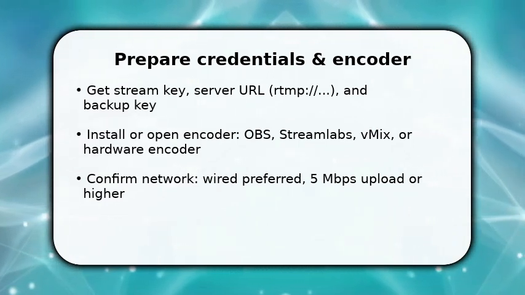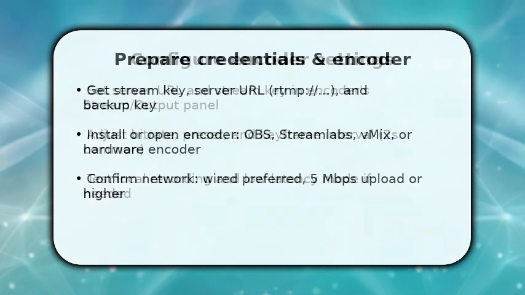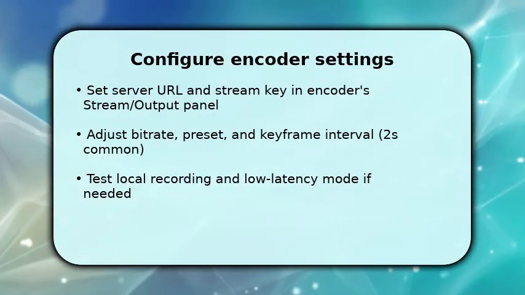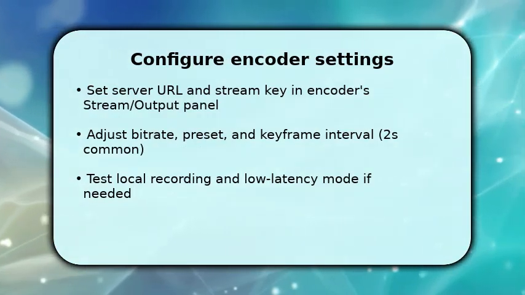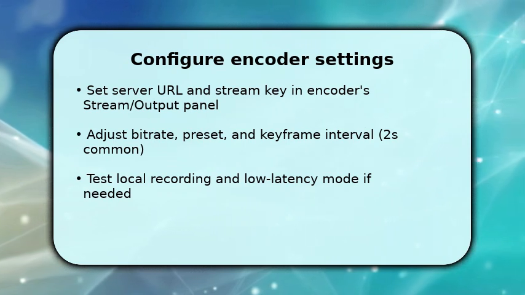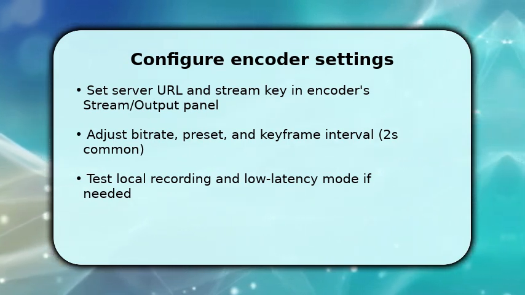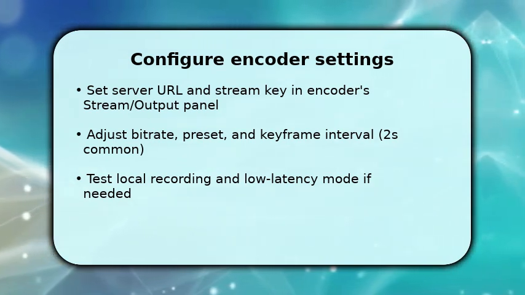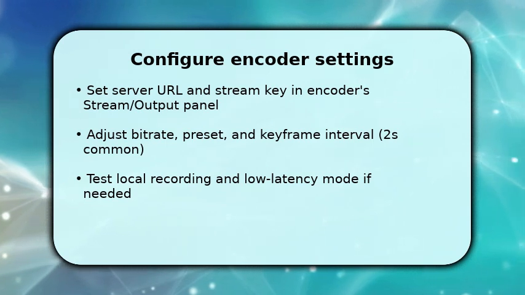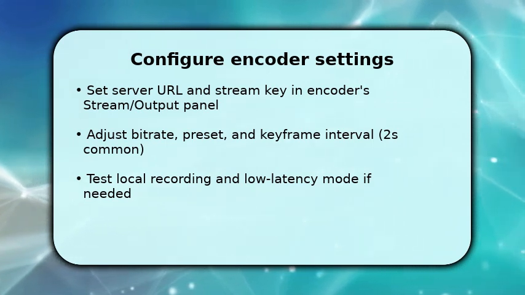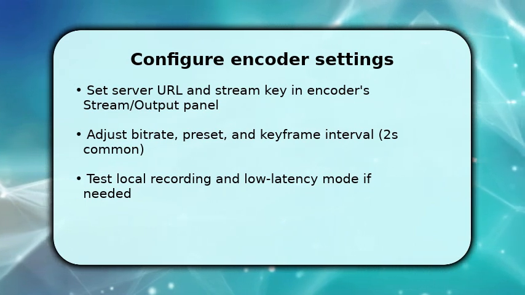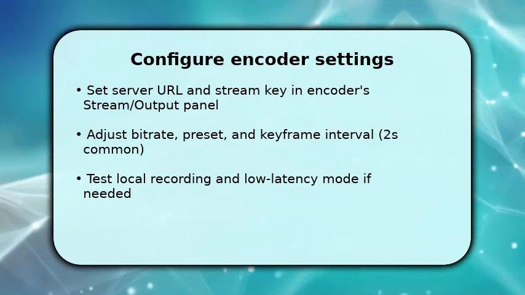Now you're ready to configure advanced connection settings. Next, you fine-tune encoder settings to ensure reliability. Input the server URL and stream key into the encoder's streaming panel, then choose your bitrate. Match it to about 70% of your upload to allow headroom. Set keyframe interval to 2 seconds and pick a CPU preset that balances quality and performance.